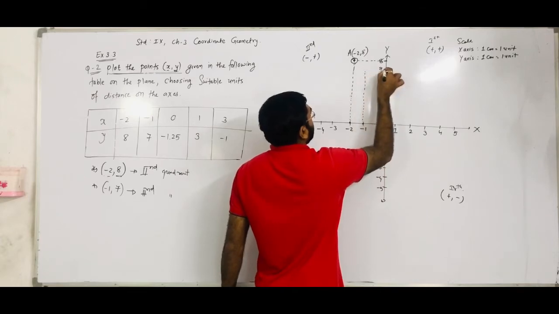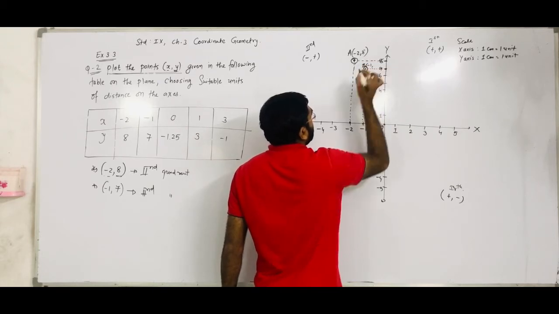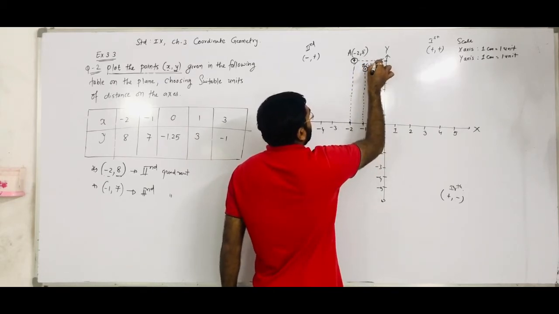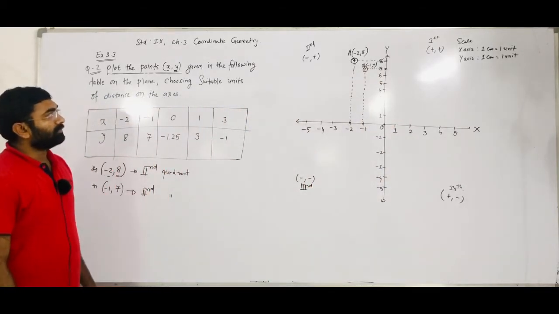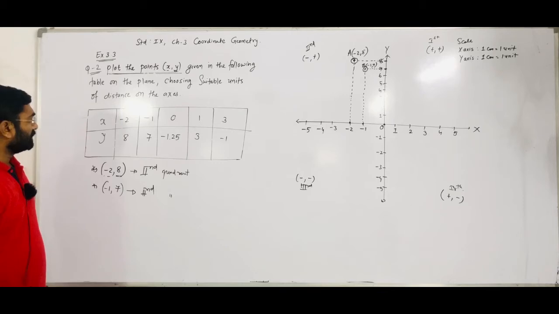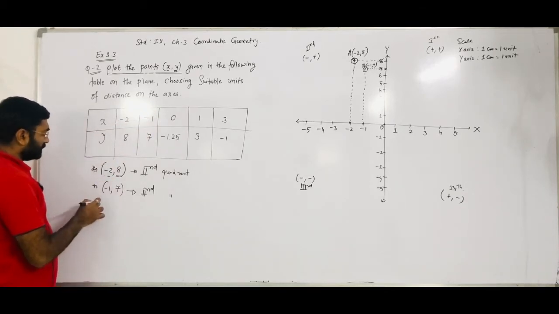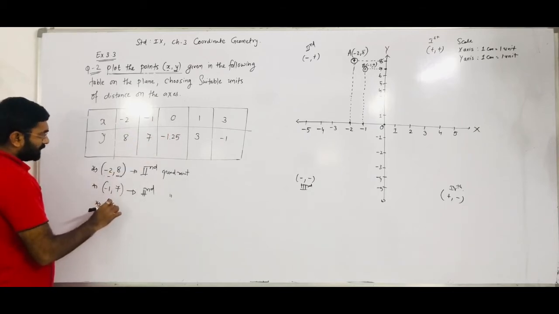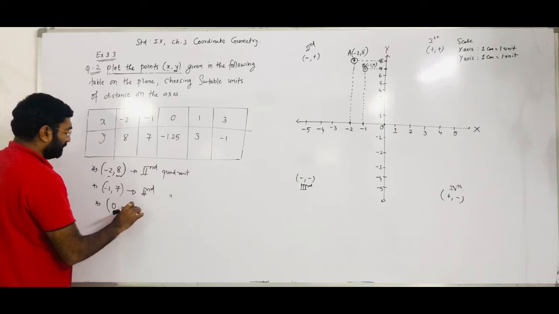One perpendicular line we have to draw. Okay. So here we get the second point, which we name B, whose x coordinate is minus 1 and y coordinate is 7. So B point's coordinate is minus 1, 7. Right? Now, in the same way, the third point we have to represent on a plane. The x coordinate is 0 and the y coordinate value is minus 1.25.